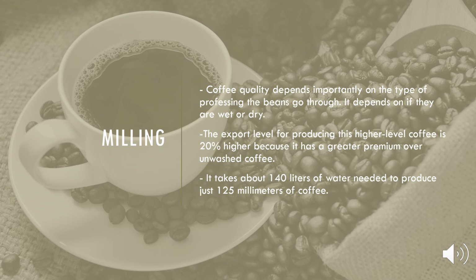With this together, it is considered very unsustainable. Over the last 30 years, growing demand for coffee has led to a 60% increase in production, according to the International Coffee Organization. This causes a high usage of water and energy resources and takes about 140 liters of water to produce just 125 millimeters of coffee.